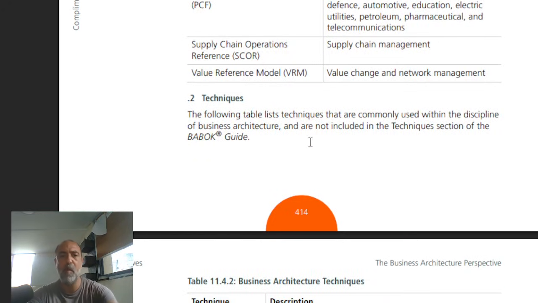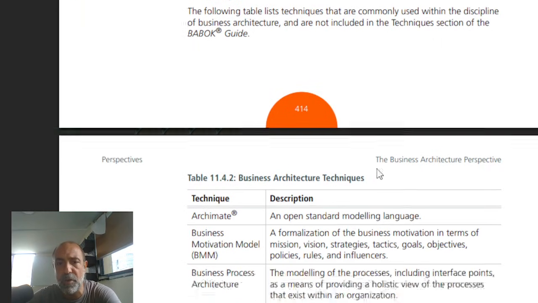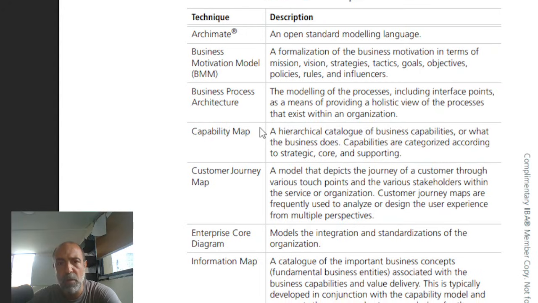What about techniques? The following table lists techniques that are commonly used within the discipline of business architecture. The BMM, the ArchiMate is an open standard modeling language. Business Motivation Model is a formalization of the business motivation in terms of mission, vision, strategies, tactics, goals, objectives, policies, rules, and influence.